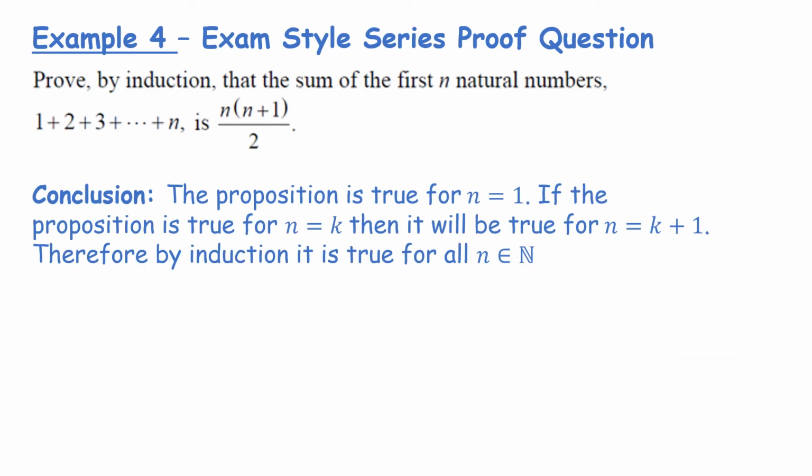So the conclusion is the proposition is true for n equals 1. So if the proposition is true for n equals k, then it will be true for n equals k plus 1, and therefore by induction true for all n elements of the natural numbers. Now that n element of N was not in the question, however they did say the sum of the first n natural numbers. So we are talking about natural numbers, so it's absolutely valid to leave it like that.